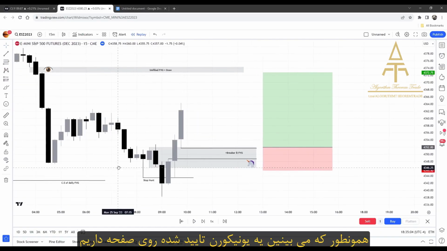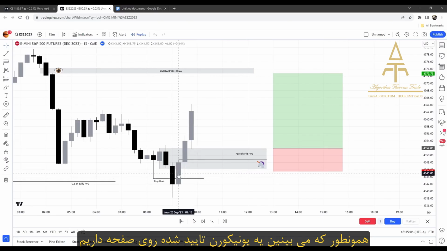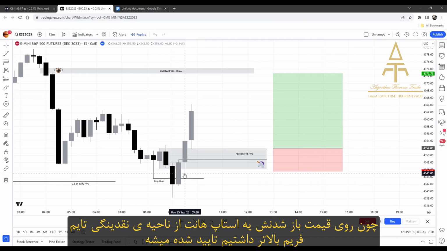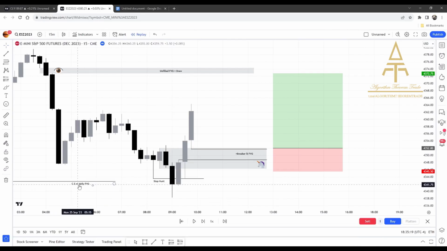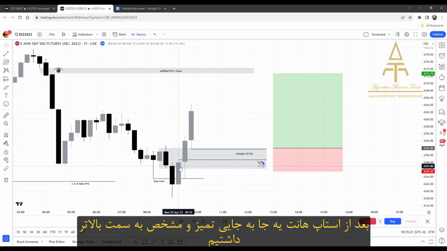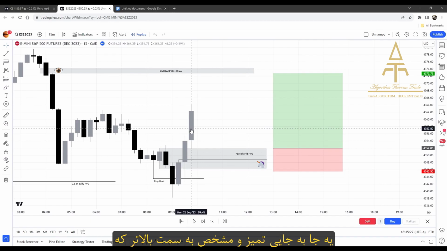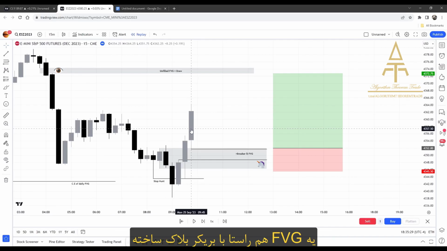As you can see, we have a confirmed unicorn on our screen. It is confirmed because at opening price, we had a stop hunt into a higher time frame area of liquidity. After the stop hunt, we had clear and decisive displacement higher. The clear and decisive displacement higher left an FVG aligned with the breaker block.